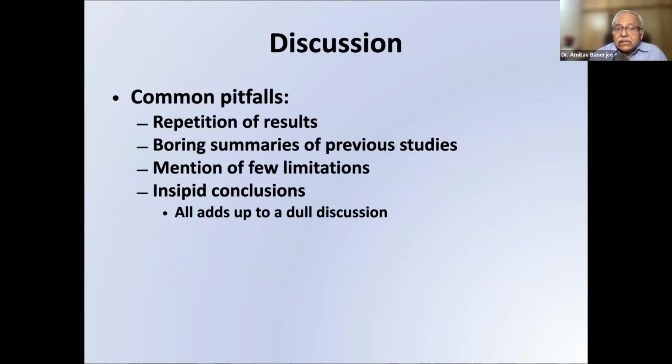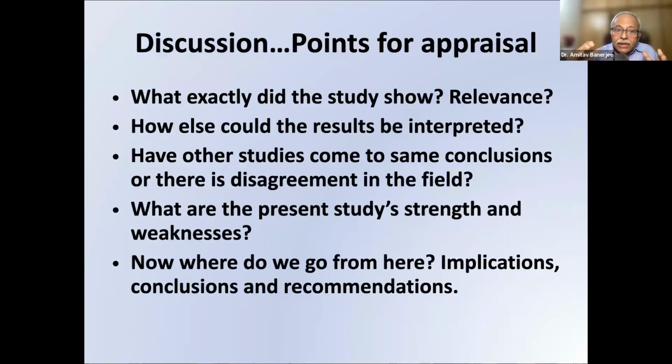Now come to the last part, the discussion, where mostly what happens is people just repeat the results. That is not a good discussion. You just make a passing reference to each finding, and boring summaries of previous studies, mention a few. That is not a good discussion. A good discussion should be like this. What exactly did the study show? What is the relevance? How else could the results be interpreted? Could it be explained by sampling error?